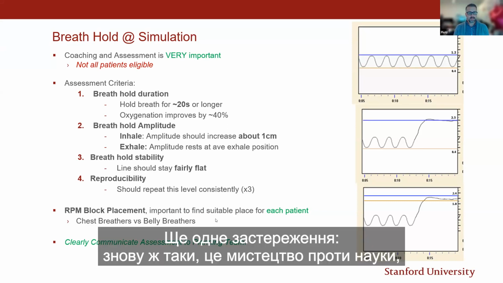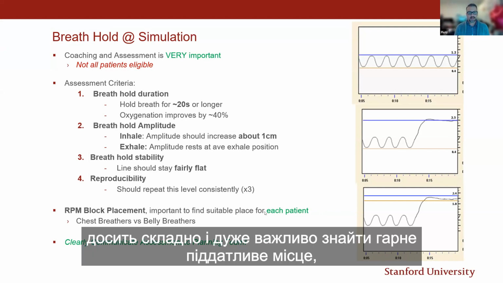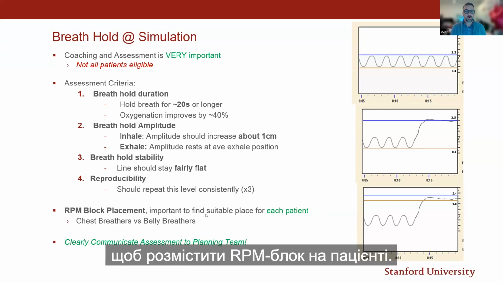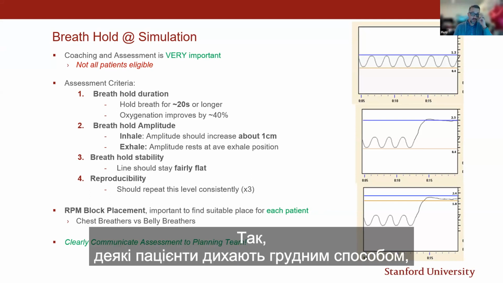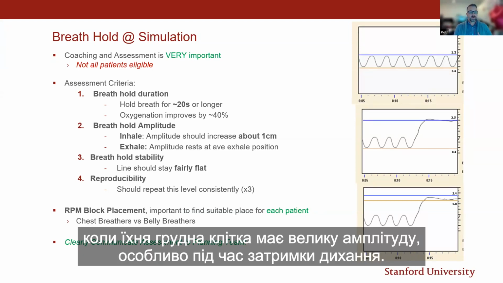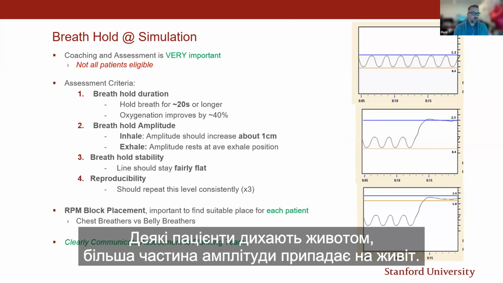One caveat again is, this kind of art versus science, it's quite important to find a nice suitable spot to put the RPM block on the patient. Each patient can be slightly different. So some patients are chest breathers where their chest has a lot of amplitude, especially during a breath hold. Some patients are belly breathers. Most of that amplitude is going to be in the belly.